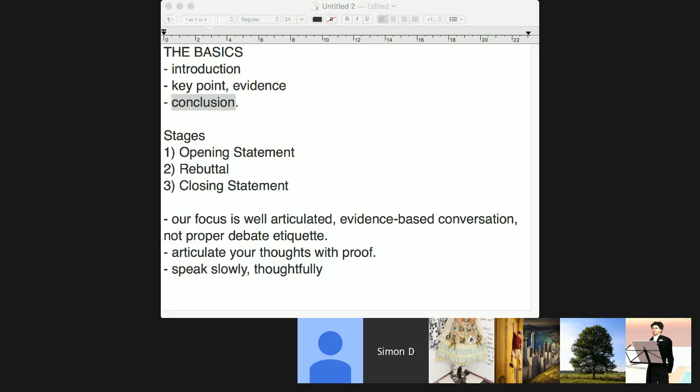So again, your position, it's either the affirmative, yes, you support that, or you disagree with, technology makes our lives easier. Introduce yourself, the topic, then provide as many key points with evidence before providing your conclusion.